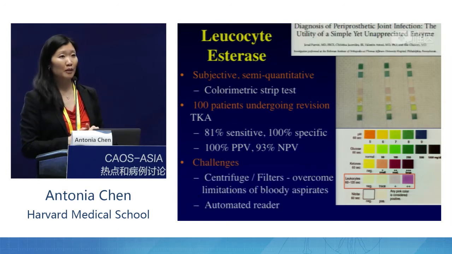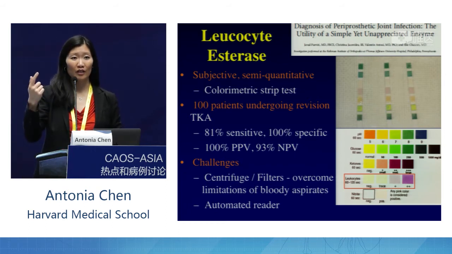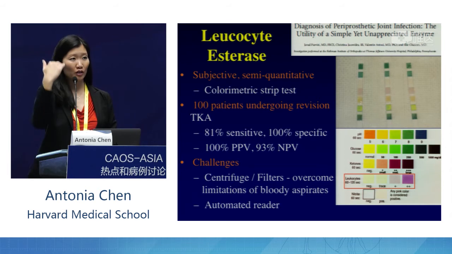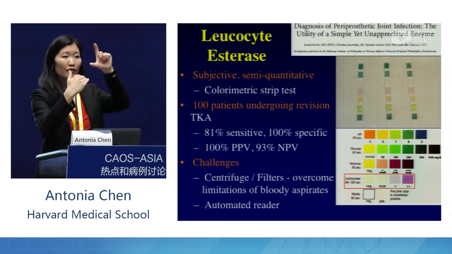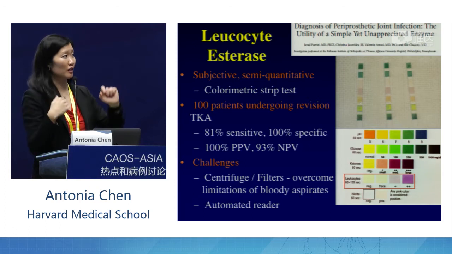So what do we do to make it better? We actually take the fluid and we spin it down. Then all the red blood cells go to the bottom, and then we take the fluid on top and then test that fluid. That's the important one to look at.